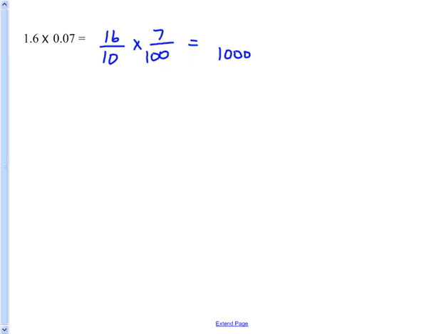So really what I'm going to do is I'm going to go 16 times 7. I'm going to figure out that answer. So 7 times 6 is 42, so that's 2, and I'm carrying 4. 7 times 1 is 7, plus 4 is 11. So 7 times 16 is 112. Now my decimal would be right here, but I have to move it 3 spaces. 1, 2, 3. So my answer would be 0.112, or 112 1,000ths.